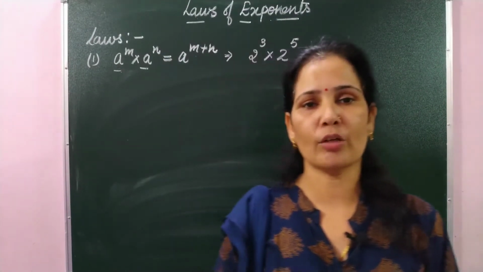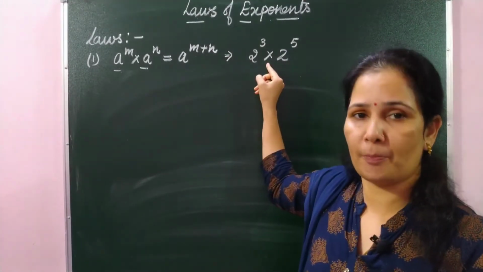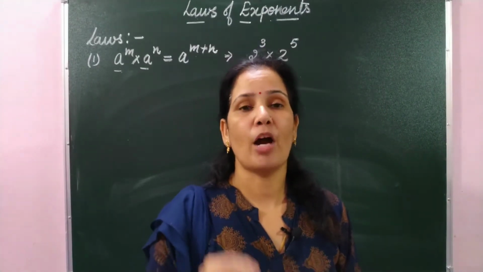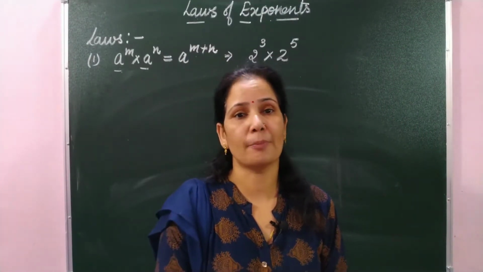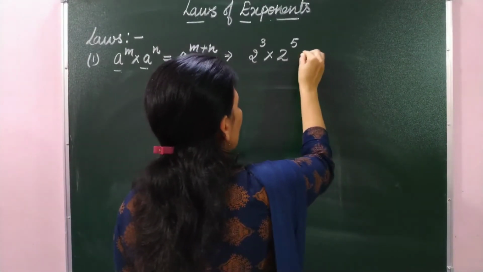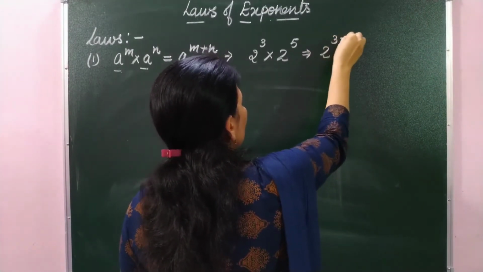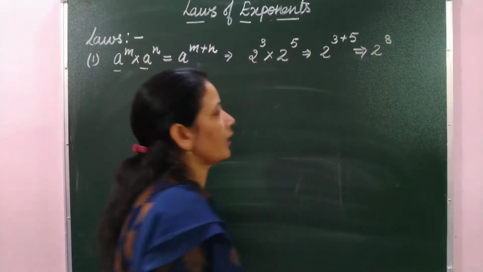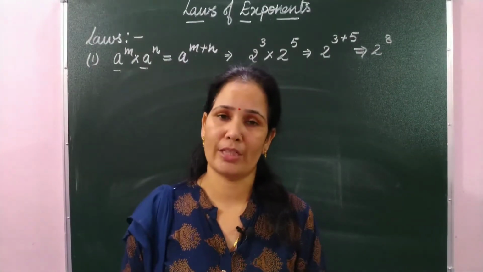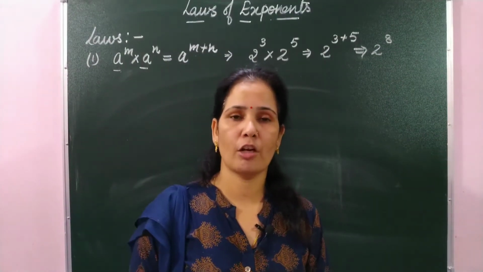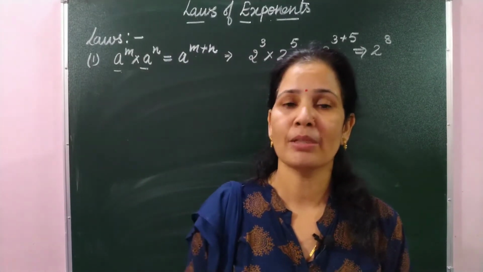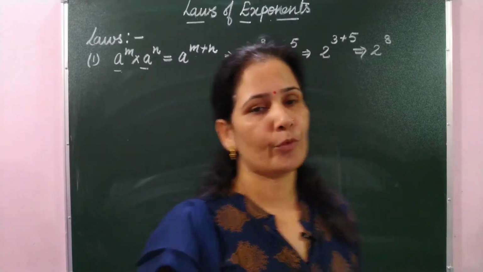And what operation are we going to do here? We are going to multiply. So students, whenever the base are same and powers are different, then powers should be added when we are going to multiply them. So we will get the answer: we add the powers, 3 plus 5, that means 2 raised to the power 8. So this is the first law of exponents. Okay, I repeat again the first law of exponent. Whenever the base are same and power are different and we are going to multiply them, then power will be added.